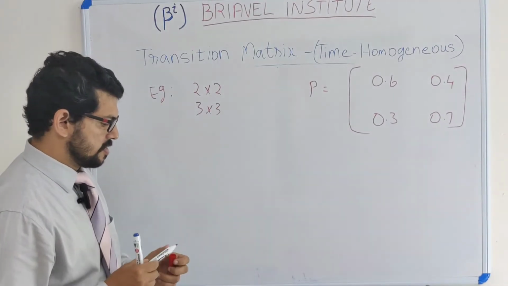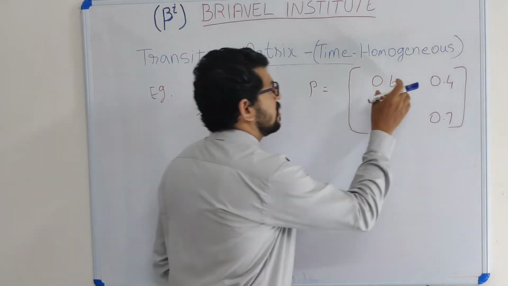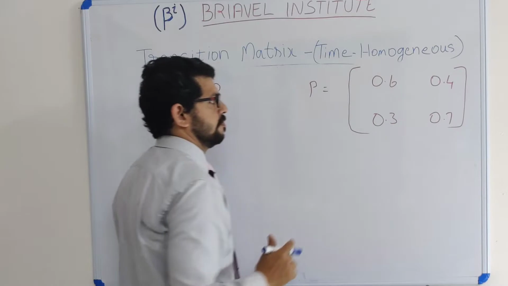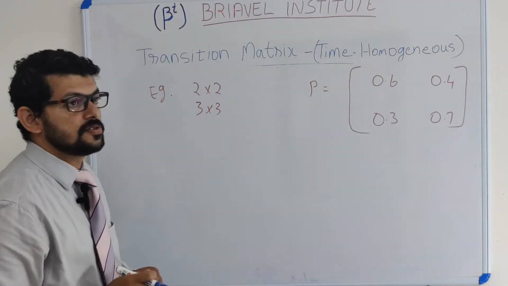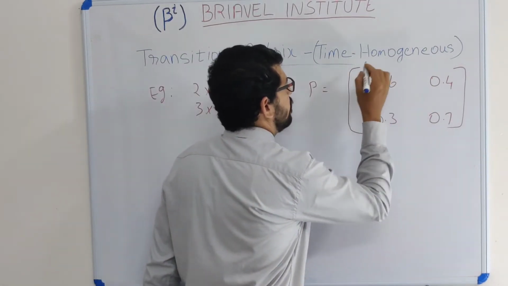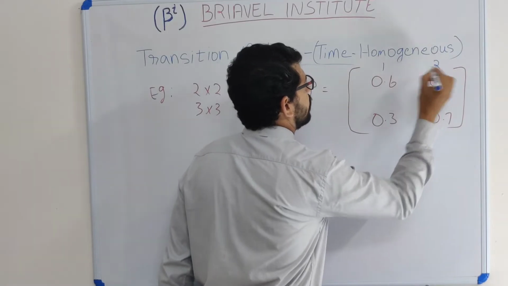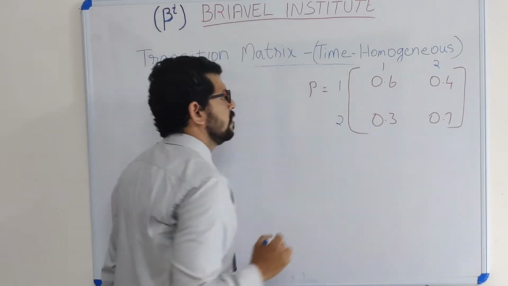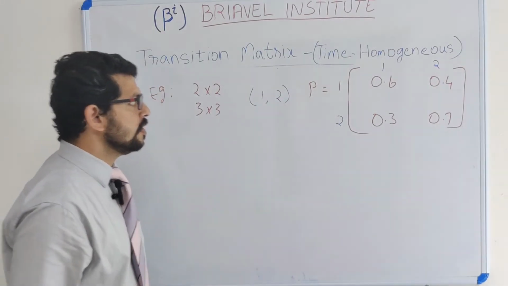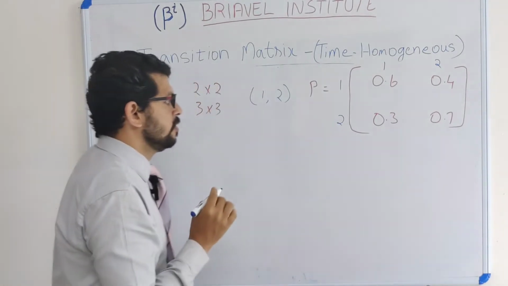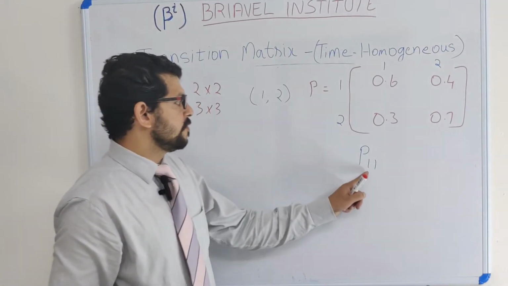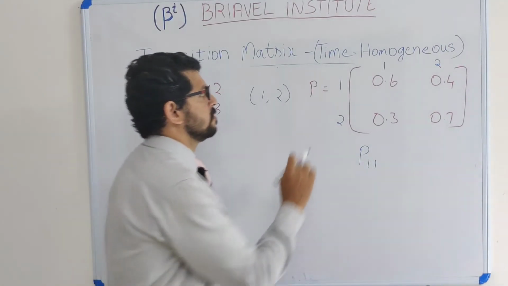How do we write this transition matrix as transition probabilities? How do we extract these values as transition probabilities? We already learned how to write transition probabilities in previous videos. How many states are there here? 1 and 2. So we have only 2 states, 1 and 2. The first transition probability we write is P of 1 1, where the first index is the row and the second is the column.